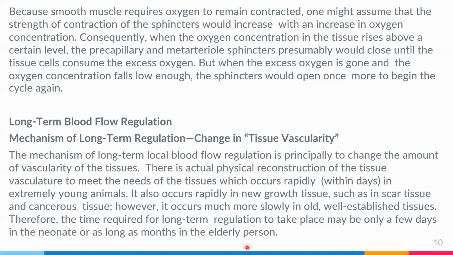So, long-term blood flow control essentially changes the entire architecture of the tissues by changing the vascularity, or the number and amount of blood vessels that are present in the tissue itself. So, this long-term regulation can allow the tissue to have a greater number of blood vessels than it started with, or decrease the amount of blood vessels, in order to fine-tune the blood levels required by the tissues itself. This total mechanism is known as tissue vascularity.